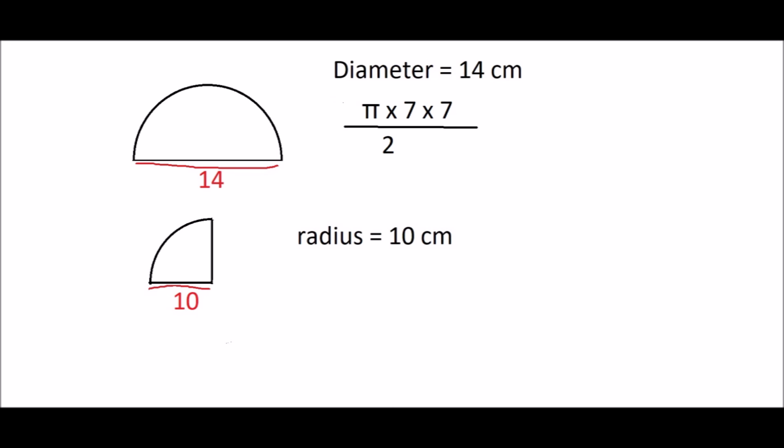The same goes with quarter circle. If the radius is 10 centimeter, then we can just use pi times 10 times 10, and then divide it by 4, and that's it. We don't have to add with 7 or anything, because we are talking not about the borders, but talking about only the inside part.